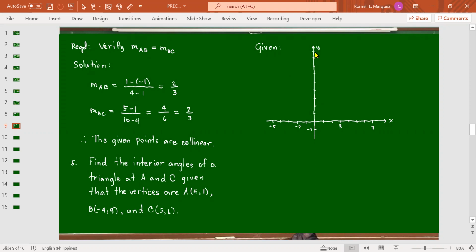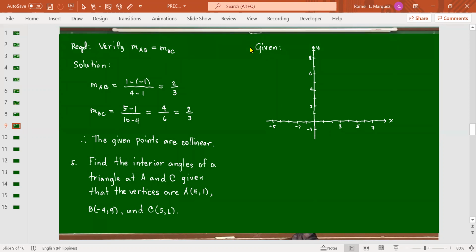So 9 here. So this is 2. This is 4. This is 6. This is 8. Okay, guys? So let's plot the points. -4, 9.